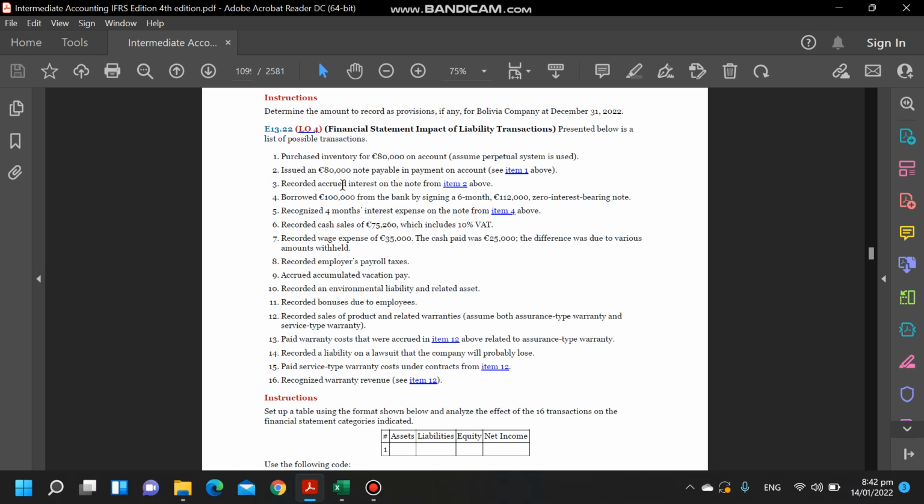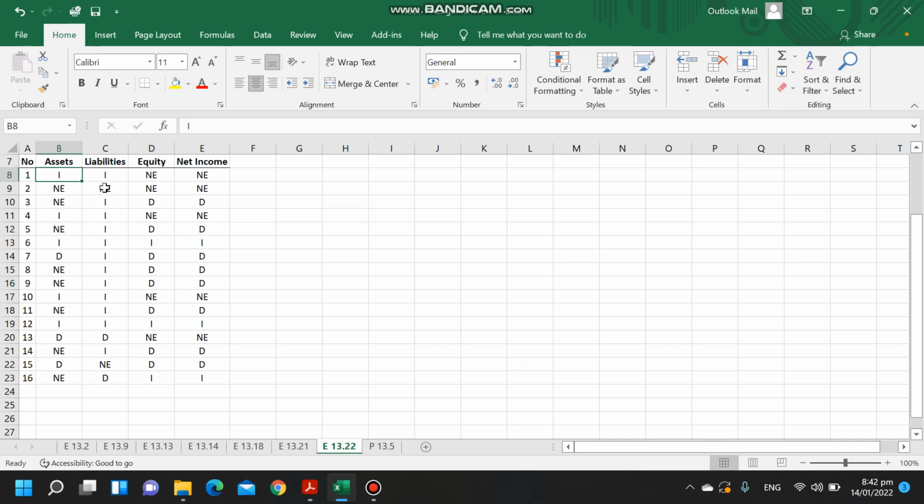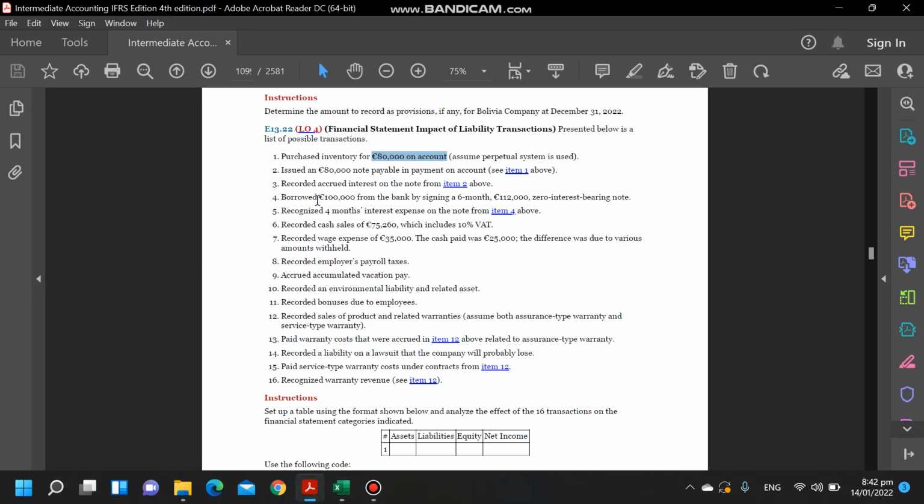So we'll start with number 1. Purchase inventory for 80,000 on account. Assume perpetual system is used. So if we purchase inventory, it is an asset, and because we purchase it on account, there's a liability. So the effect on asset is increased, on liabilities is increased, and for equity and net income, no net effect.